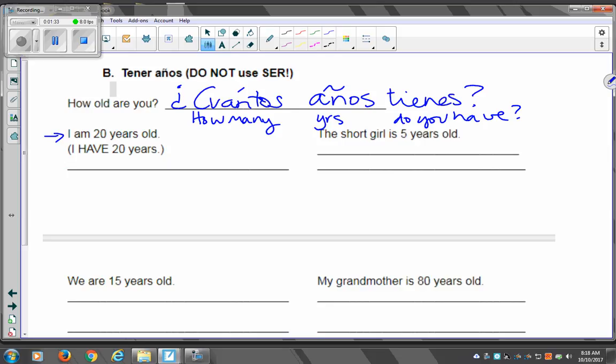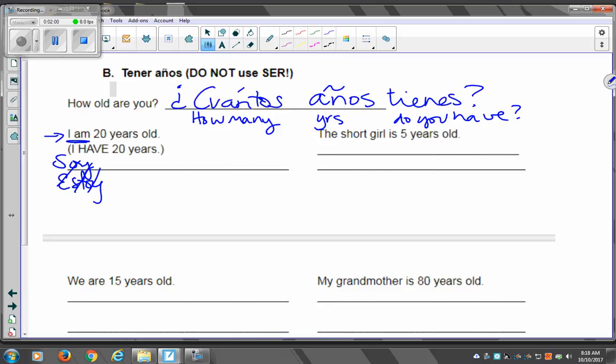Now, la respuesta is the answers here. This is really not hard as long as you can train your mind to rethink. It says I am 20 years old, and we like I am because we know two ways to say I am. What are the two ways? Yo soy or yo estoy. But with age, you don't use ser or estar. You have to rethink it to get it right.